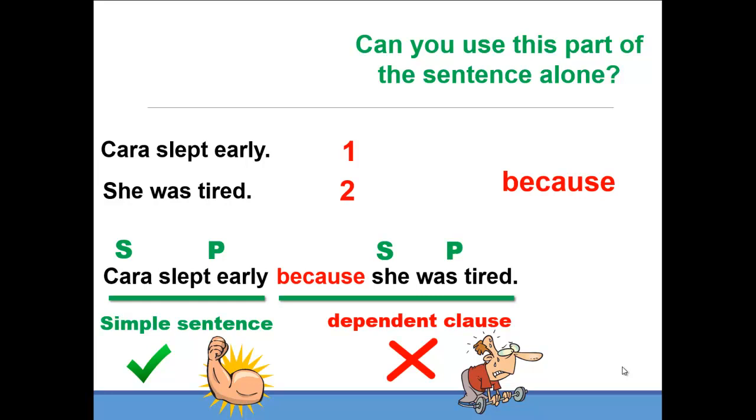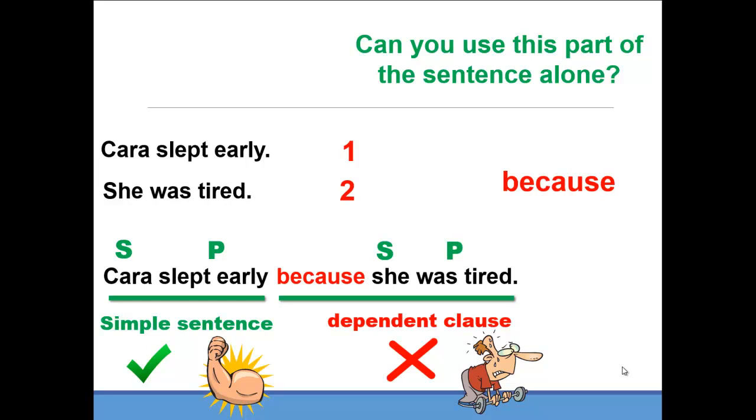What is the meaning of dependent clause? It is dependent because it needs the first part of the sentence. It needs the other part of the sentence to make sense. And it is a clause because it has a subject and a predicate. So a clause is a group of words that has a subject and a predicate. So any group of words that has a subject and a predicate, we call it a clause. Why is it dependent? Because it needs the first part of the sentence to make sense. It cannot be used alone. What do we call the part of the sentence that cannot be used alone? We call it a dependent clause.